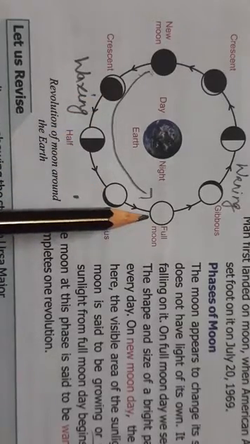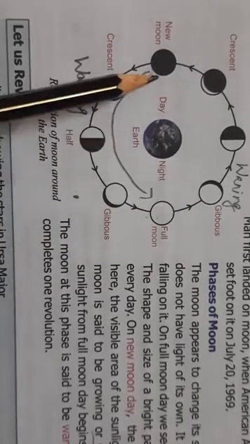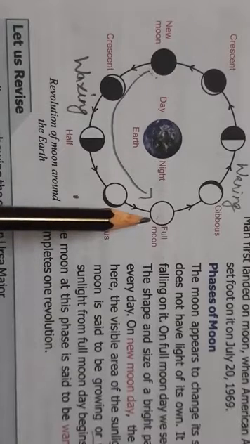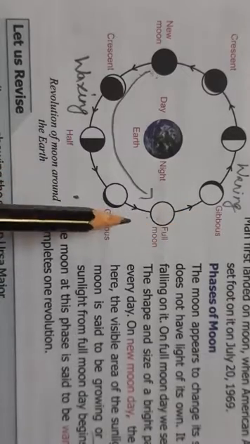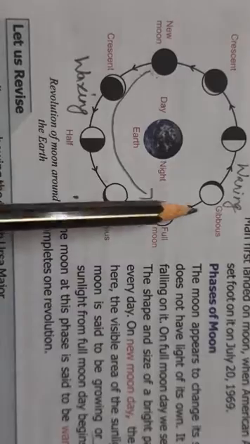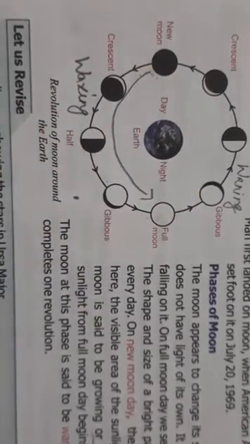So I hope children it is clear to all of you. So from new moon to full moon, the visible area is increasing. ठीक है, बढ़ता जा रहा है. So this is called as waxing. And when it is decreasing, जब size reduce होता जा रहा है, this is called as waning.